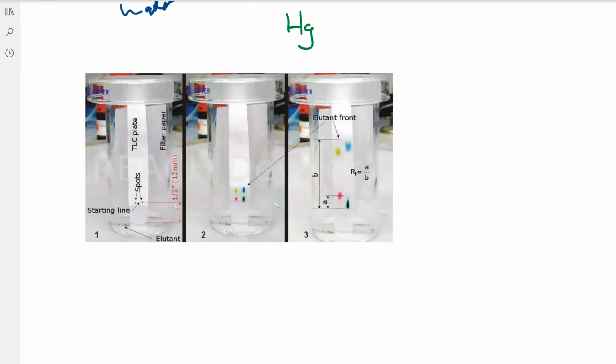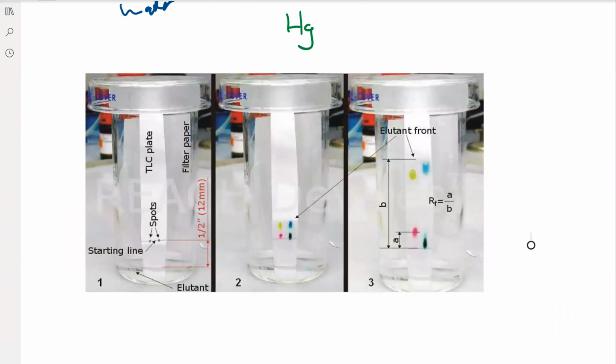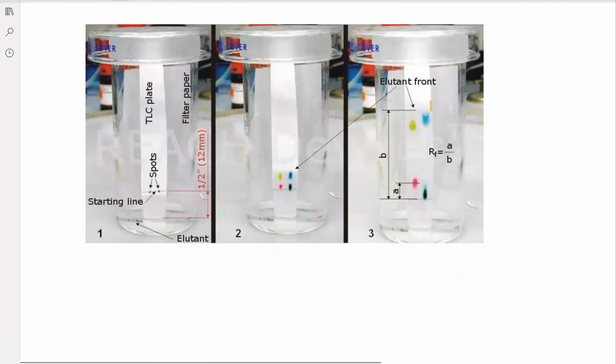Here's a picture of TLC, thin layer chromatography. We did paper chromatography, but it's the same thing. We have capillary action, which is causing our solvent to climb up here. And then you can see the molecules go to different levels based on their similarity and thus attraction to the paper.